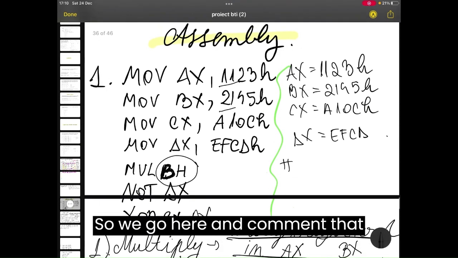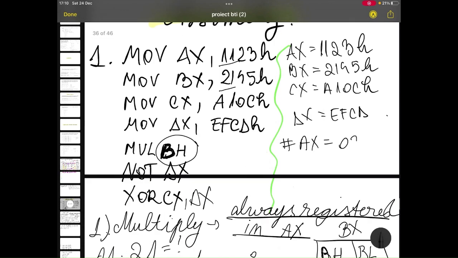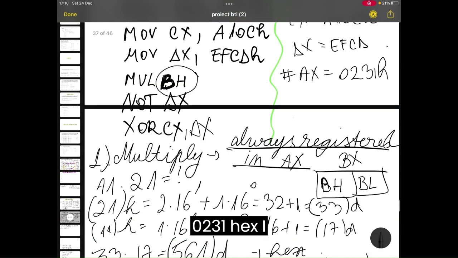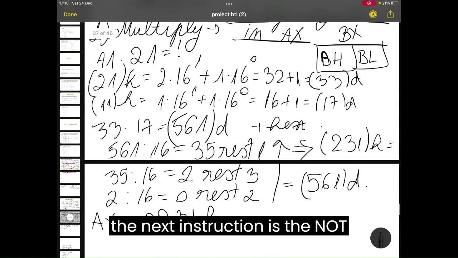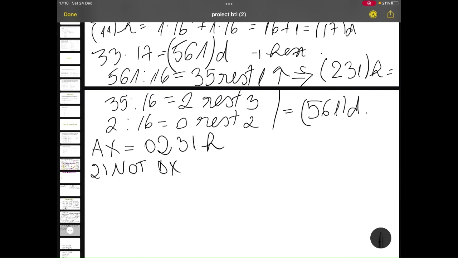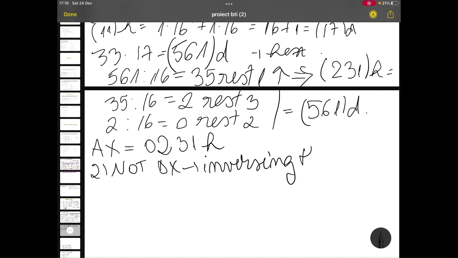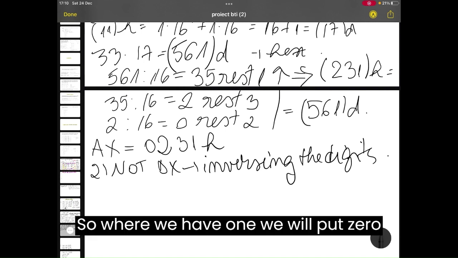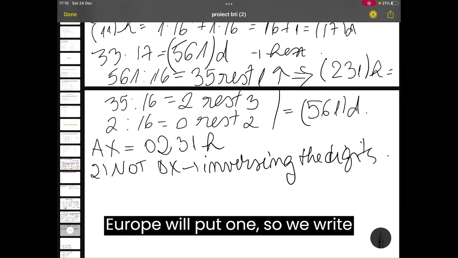So we go here and comment that AX now is 0231 hex, I think, if I remember it correctly, yes. The next instruction is the not instruction, and it's quite easy. It's about inversing the digits. So where we have 1, we will put 0, and where we have 0, we will put 1.